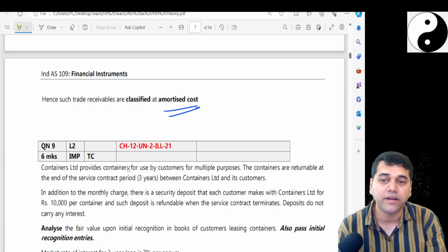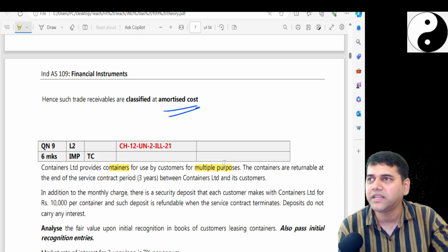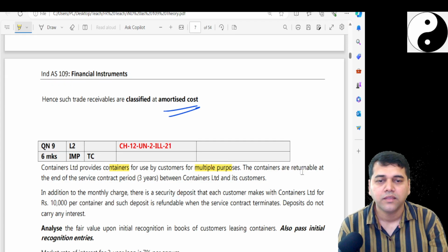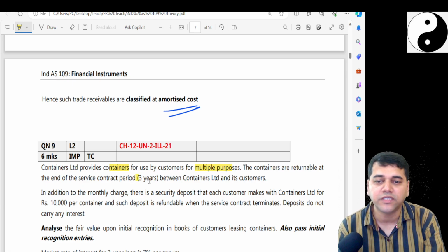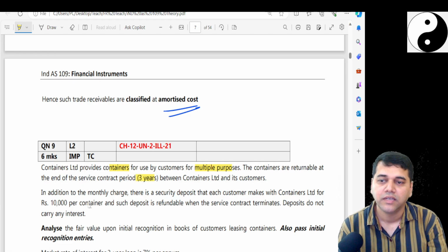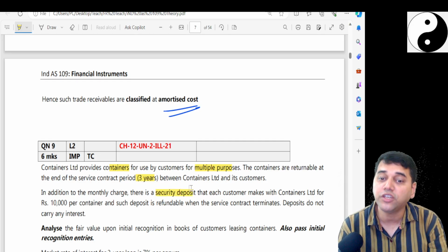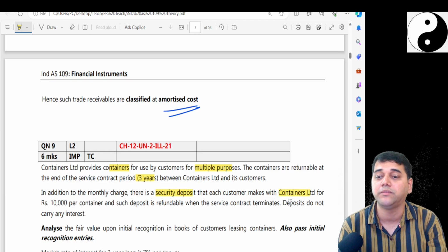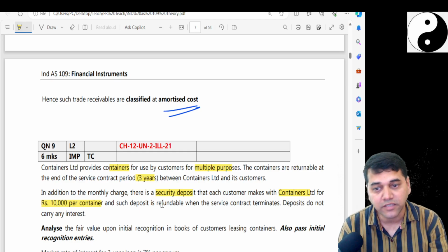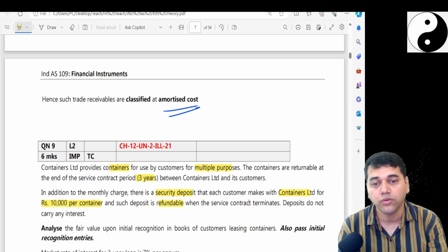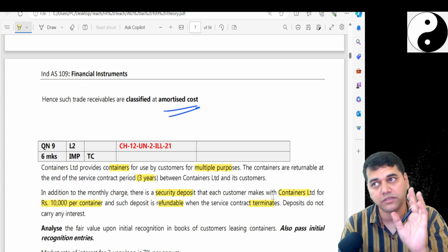Container Limited provides containers for use by the customer for multiple purposes. Big containers, no? The containers are returnable after 3 years. In addition to the monthly charge, you need to keep one security deposit with Container Limited, 10,000 rupees per container. And this refund is given to you after 3 years, when the service is going to terminate.